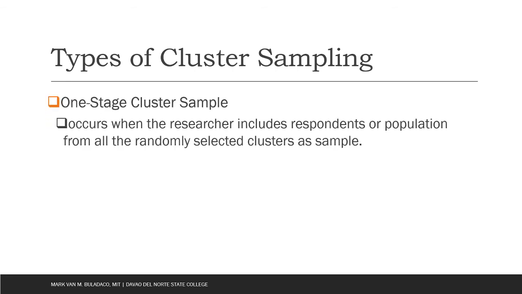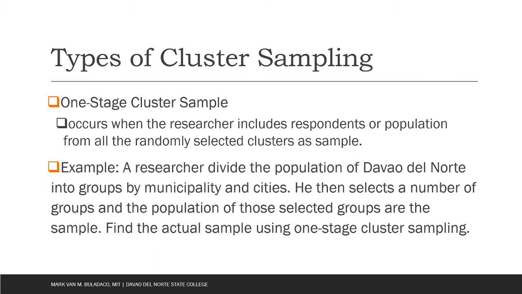So there are 2 types of cluster sampling. First is the one-stage cluster sampling. It occurs when the researcher includes respondents or population from all the randomly selected clusters as sample. So we do have here an example problem. A researcher divides the population of Davao del Norte into groups by municipality and cities. He then selects a number of groups, and the population of those selected groups are the sample. You need to find the actual sample using one-stage cluster sampling.